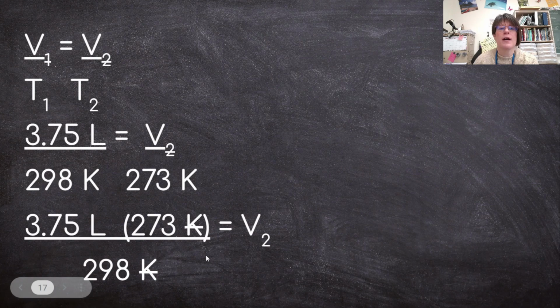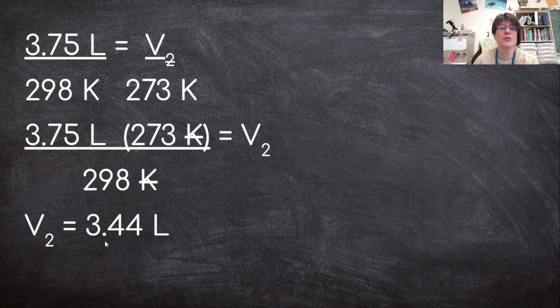That rearranges my equation to this. Kelvin cancels out, leaving me liters as my volume unit, which is good. And when I do the multiplication and division, I get that V2 is 3.44 liters. So my temperature went down, and so my volume went down, which makes sense from what we already know.